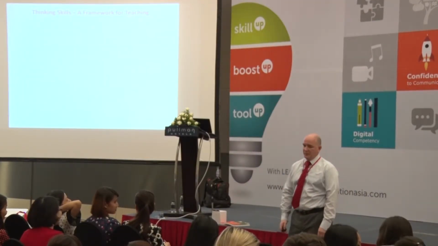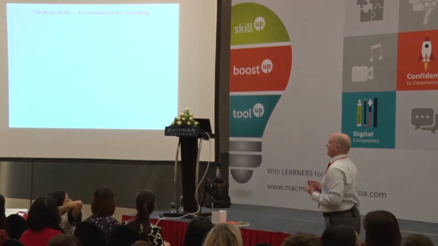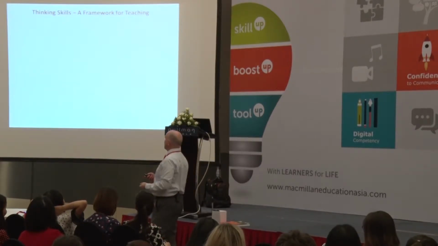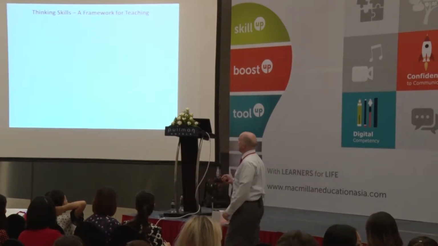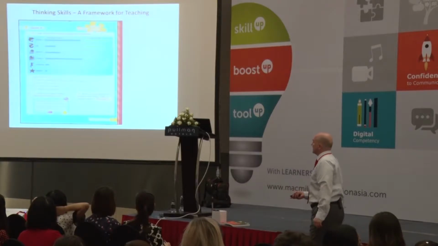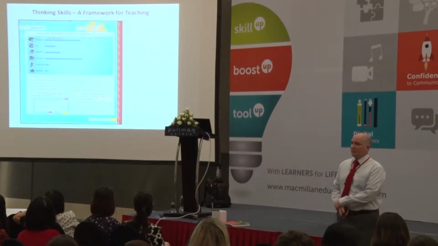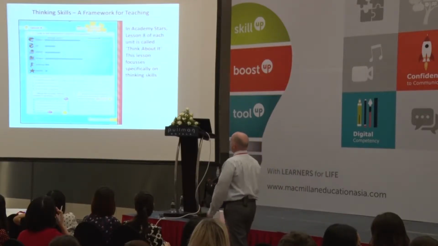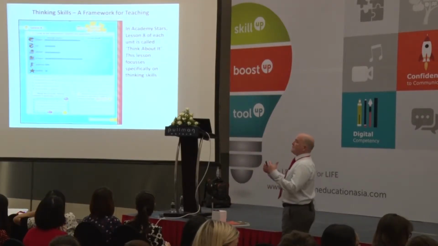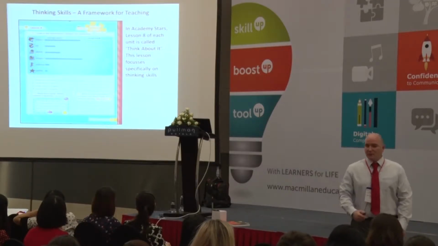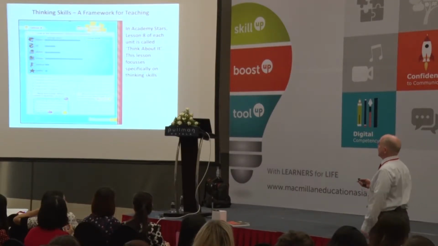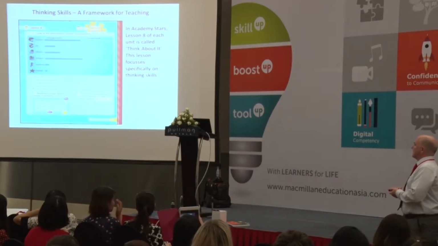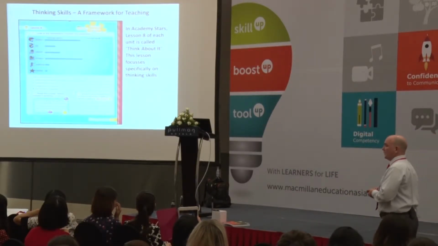Okay, so you've had a little bit of chance to reflect on what you know, and we'll recap a little bit on that using the framework for teaching. So the first thing I'd like to look at is our book, Academy Stars, which has thinking skills embedded into the book. In Academy Stars, lesson 8 of each unit is called Think About It. And this focuses specifically on thinking skills.